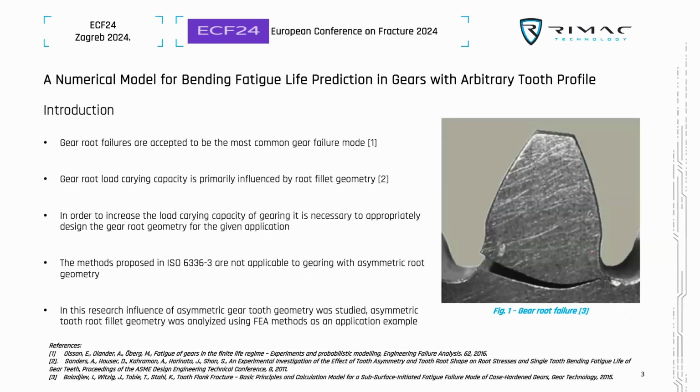So basically, gear root failures are the most common mode of gear failures, and they are usually influenced primarily by the geometry of the root fillet of a gear. In order to maximize the performance of modern gear drives, it is necessary to optimize the geometry of gears for the given application. One possible approach is to adopt the asymmetric gear profile, that is a gear profile in which the pressure angle on both flanks, the left flank and the right flank, is not the same. That way, it is possible to exploit a larger radius of curvature in the root of a gear in a tensile loaded zone where the crack initiates.